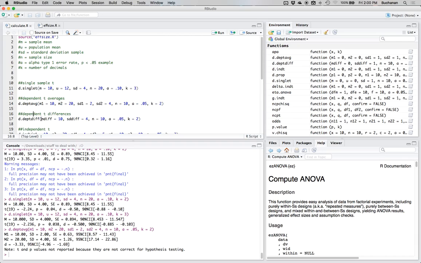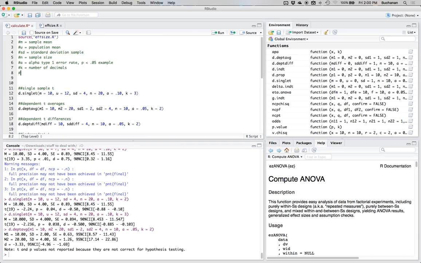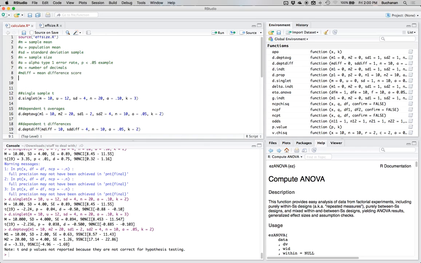But if you want to go with the traditional formula for D in repeated measures designs, you could use this dependent T differences one. So you would enter the mean difference, the standard deviation of the difference scores, so that's the standard deviation of the time 1 minus time 2, or group 1 minus group 2, n, alpha, and k. So let me add up here. So we got m def equals mean difference score, and then sd def equals the standard deviation of the difference scores. And that is different from the standard deviation of the sample.